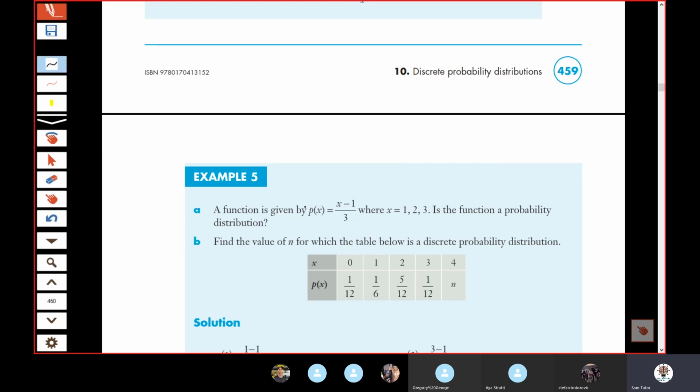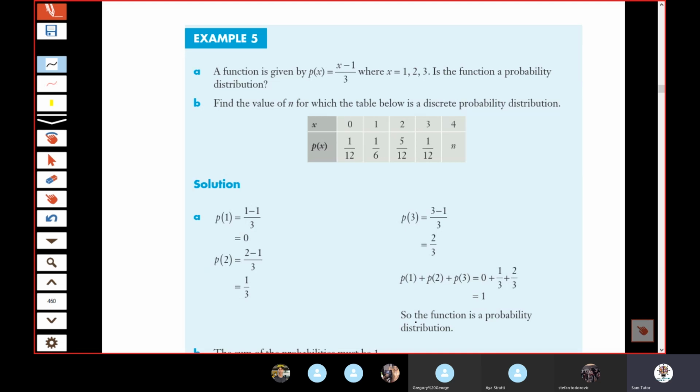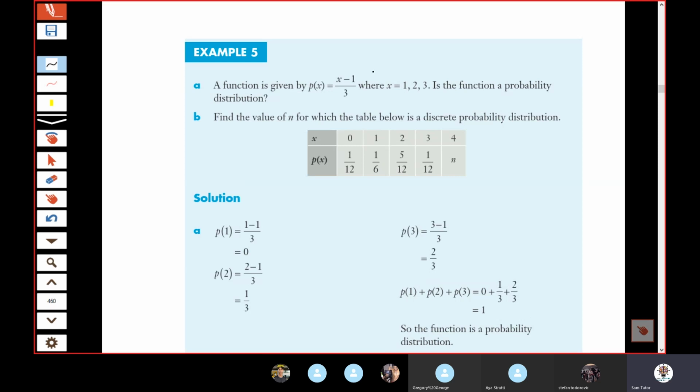So a function is given by this, where x equals 1, 2, and 3. Is the function a probability distribution? Well, the best way to find out is you're going to sub in your 1, 2, and 3 for your x values. As long as your probabilities add up to 1, it is a probability distribution. That means it can be represented in terms of probabilities, not just by a function.